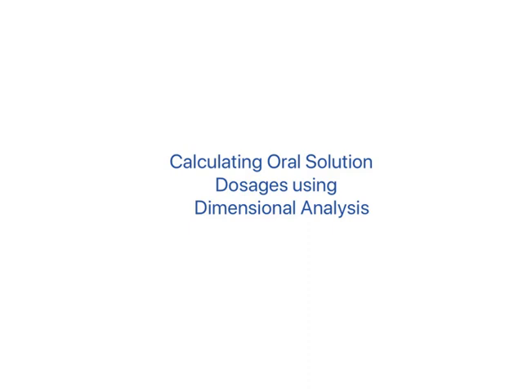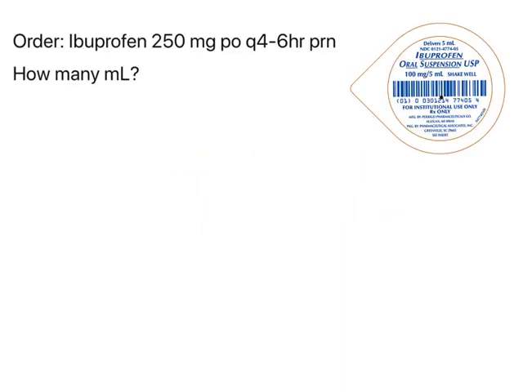In this video, I'm going to provide some examples in which you need to determine the volume of liquid or suspension that you need to give for a given order. In this example, the order is for ibuprofen 250 milligrams PO every 4 to 6 hours PRN, and ibuprofen is frequently given for pain or fever. And so in order to give 250 milligrams, you need to determine how many mLs you need to give.